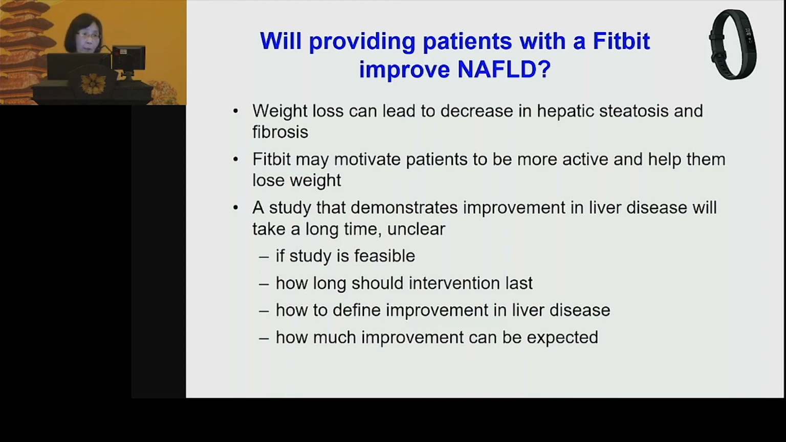And therefore, they would lose weight and the NAFLD would get better, okay? Now, if your ultimate goal is to make the liver disease get better, it's going to require a longer duration and a larger patient population. But early on, what you really want to know is, would the patients even wear the Fitbit, or would they actually take it and give it to their friends?